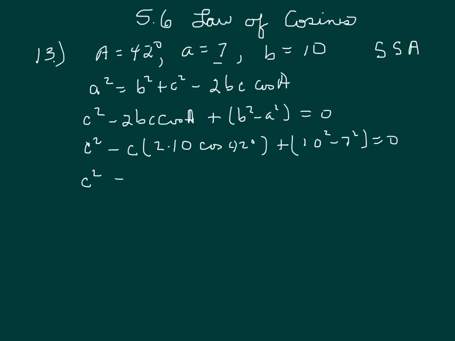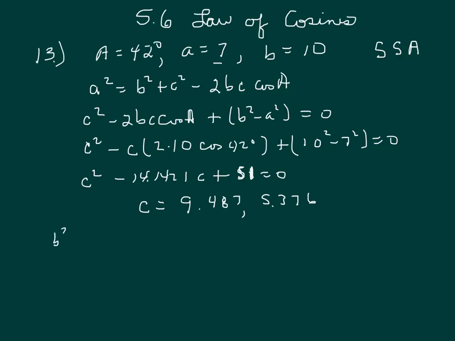C squared minus 14.1421c plus 51 equals 0. Solving this by the quadratic equation, we get the two solutions for C, 9.487 and 5.376.